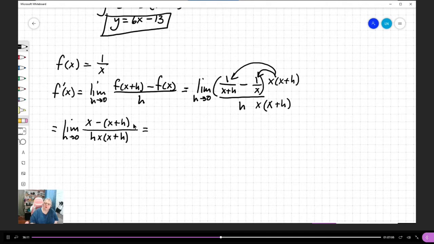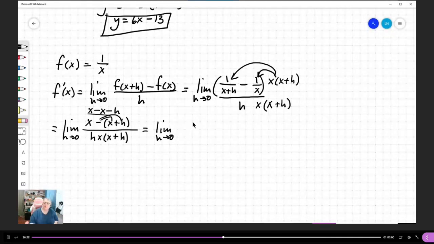So let's keep going. I'm going to simplify the numerator. So I get the limit as h goes to 0. On top, I'm going to do a little fiddly work up here. I'm going to distribute that negative sign. So on top, I get x minus h. And right here, I have x minus x, so that's 0. Yes, so the top would be minus h. That's exactly right. Minus h over h times x plus h.